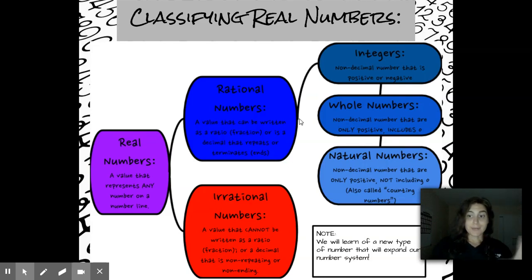Now, our big category, rational numbers. Those are their opposites. They're the counter. One's irrational, the other one's rational. So your rational numbers can be written as ratios, hence the word rational. It has ratio right in it. So I can write them as a fraction.